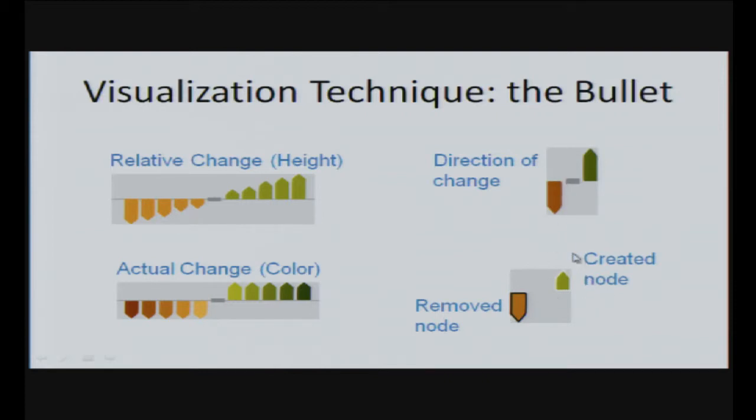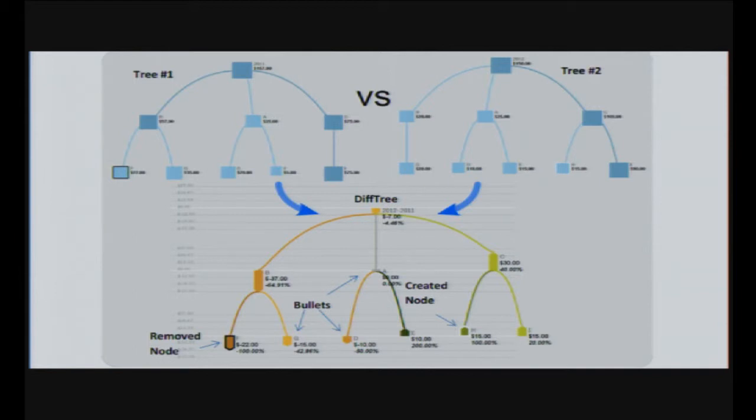And then we can outline the bullets with different colors to represent something being created in a tree that didn't exist before versus something being removed from the tree. So lots of different changes all being represented by one little glyph.